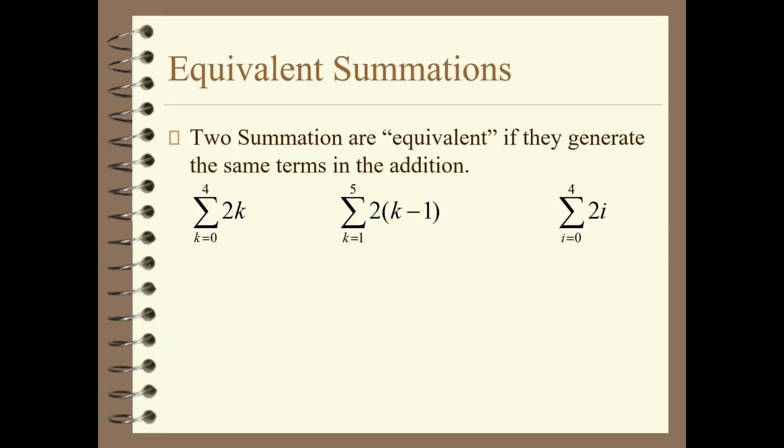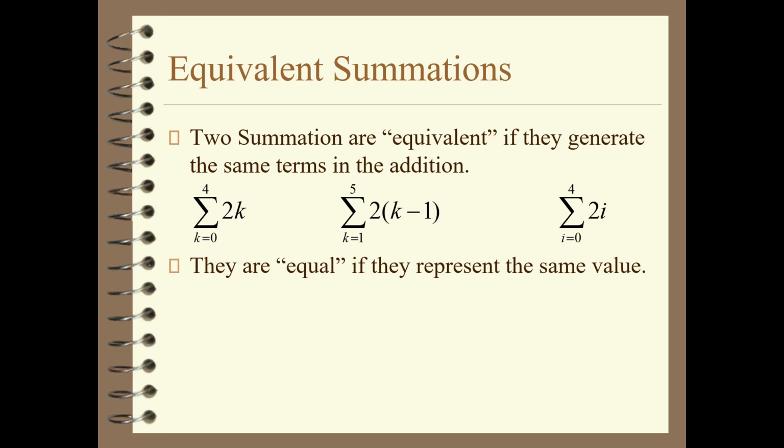So from now on, we'll say that two summations are considered equivalent if they generate the same terms in the same order in the addition. These three summation notations actually refer to the exact same sum. In each case, each sum is 0 plus 2 plus 4 plus 6 plus 8.